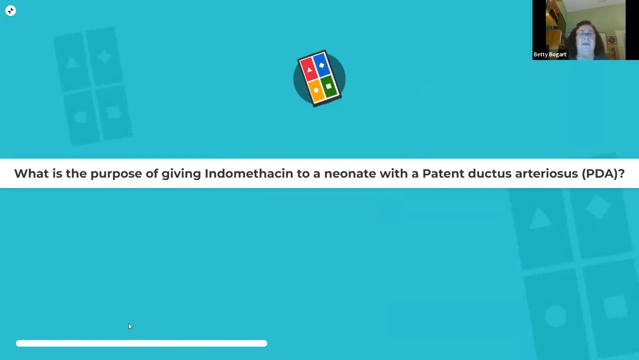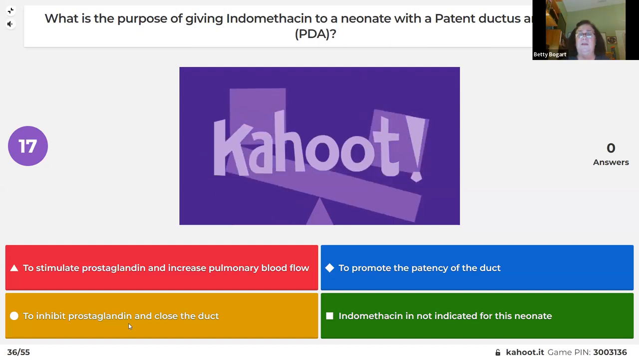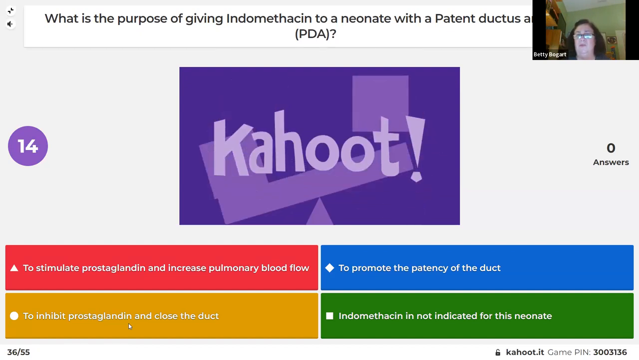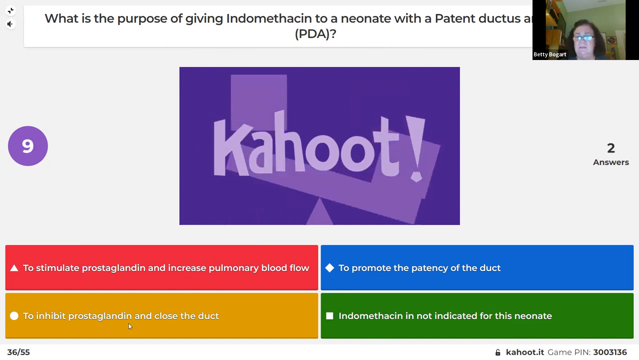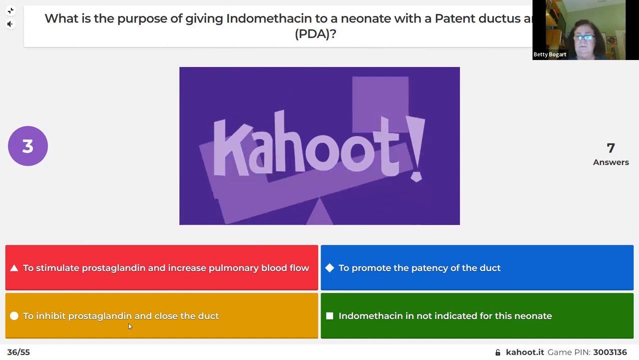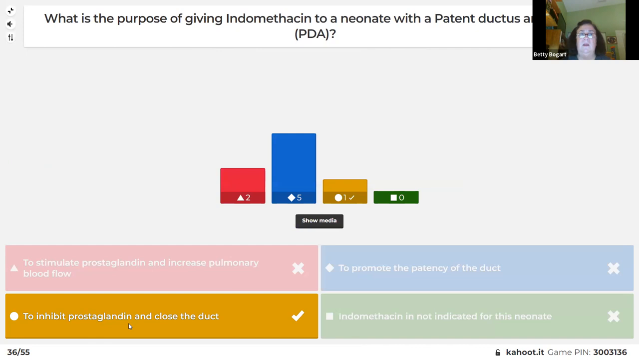What is the purpose of giving indomethacin to a neonate with a patent ductus arteriosus? What does indomethacin do? What do you know about a PDA? We know that the indomethacin is given to stop the body's own prostaglandins from keeping that duct open, because that's how it stays open, okay? So it blocks it. And we close it up because the child doesn't need it.